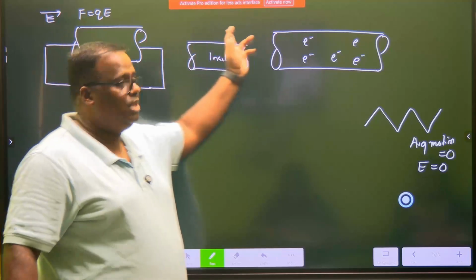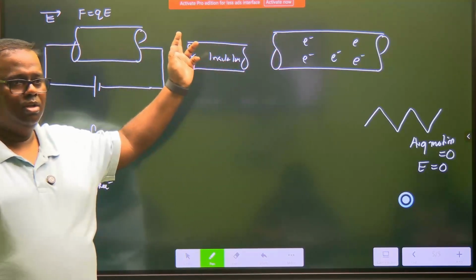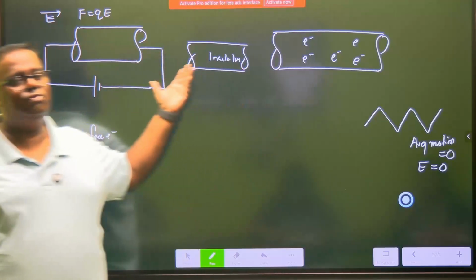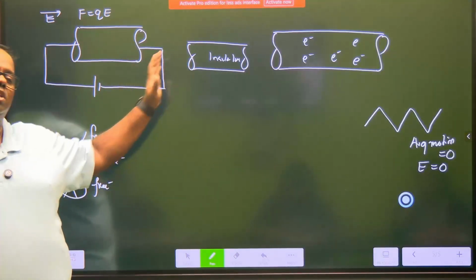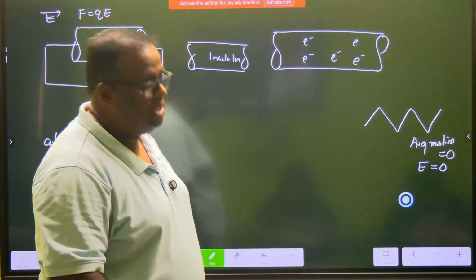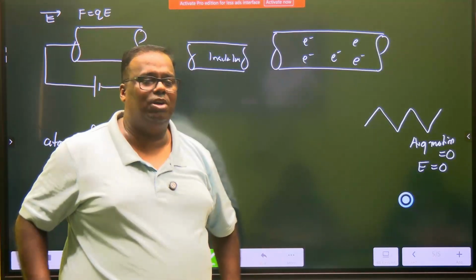No matter how much electric field you give, the force will always be felt by a free electron. No one is free out here. So an insulator does not conduct. Is this story clear? If this story is clear, let us understand the next part of the story.